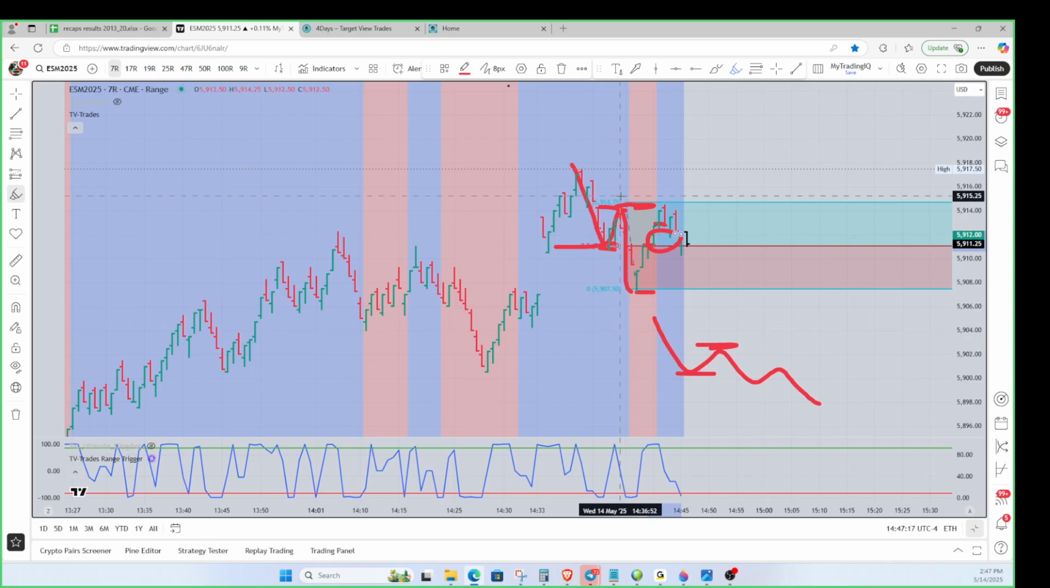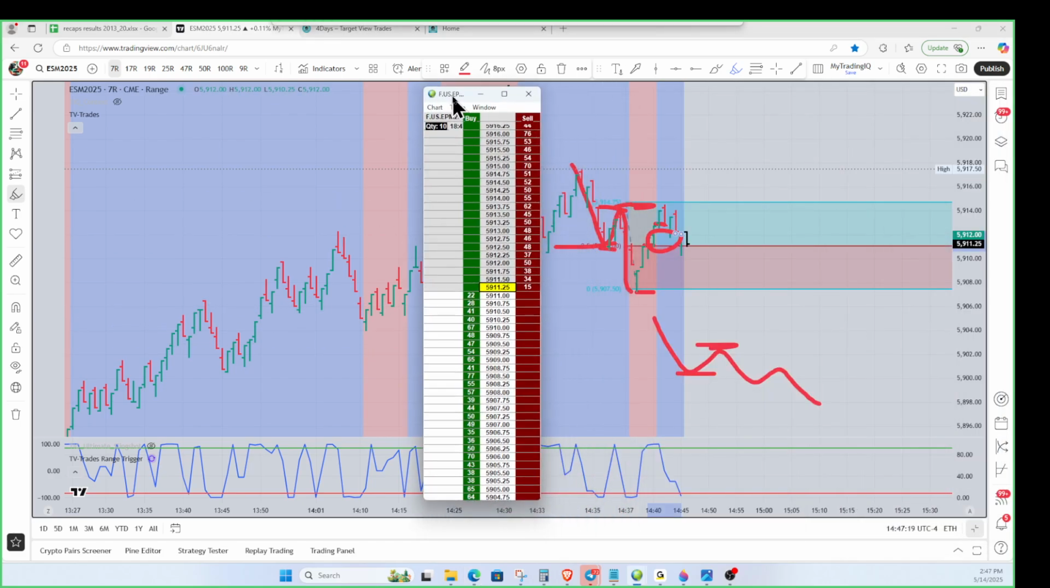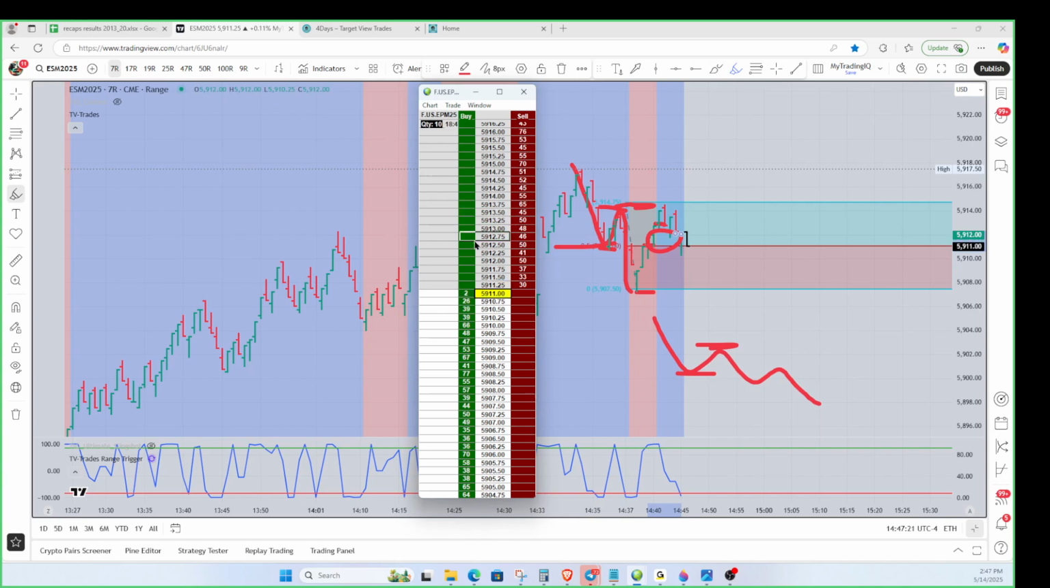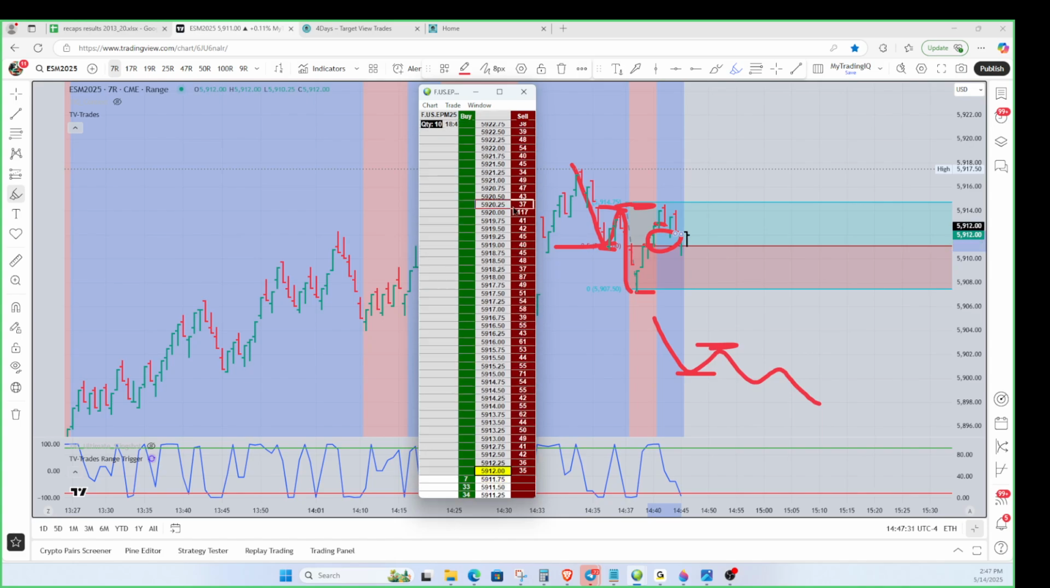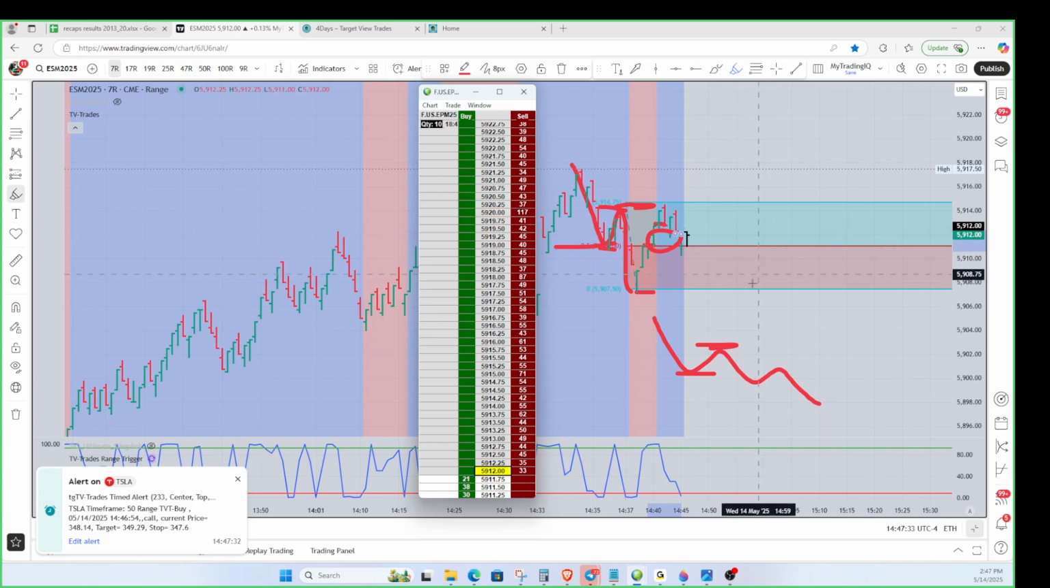Now, when I was talking about this, this is the ES, right? So let's remove the ES DOM and we'll look at the numbers in the ES DOM. You don't really have any. This number right here at 5920, you see how that number has 117 at it? And if you look on the downside, there's not really anything showing there. But this number right here at 5920 that's got 117 at it, that is probably a pivot point. Well, it's not right here, it's up here at 5920.